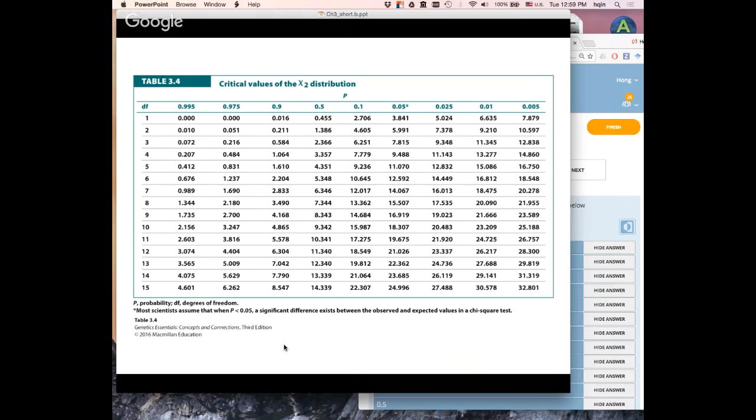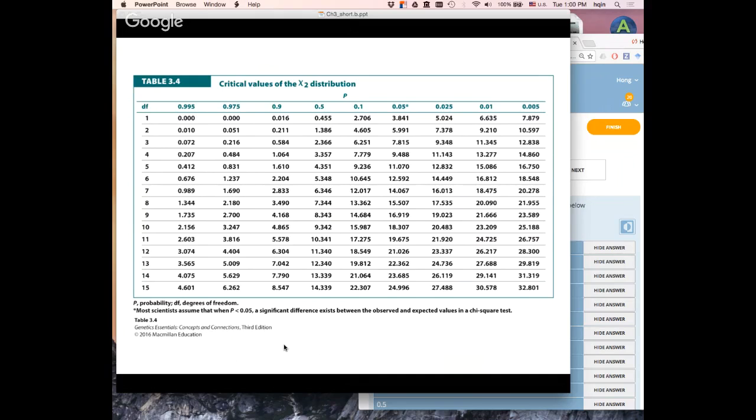Okay, I need a volunteer. The gentleman in the back, do you want to come to the front and show us how to find a p-value? I can help you. Okay, so the degree of freedom is 3. So we look at the degree of freedom. Degree of freedom 3 is here, so we look at this row.